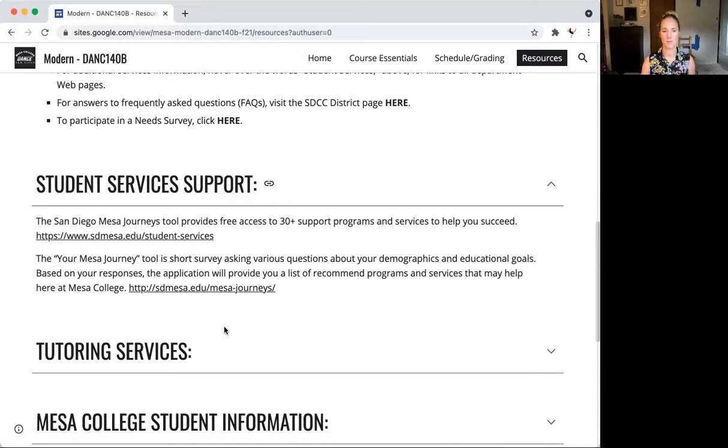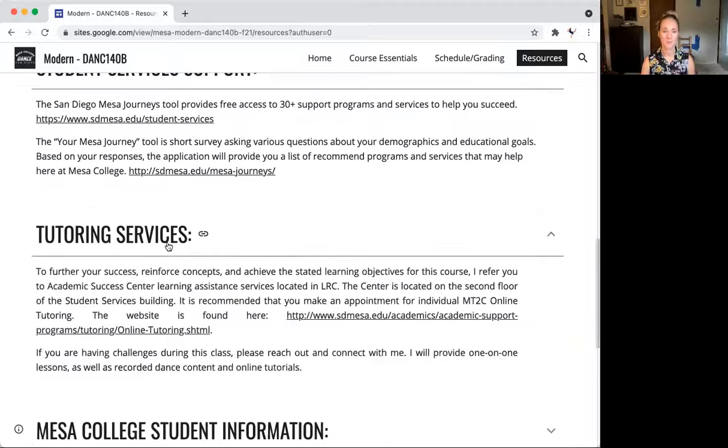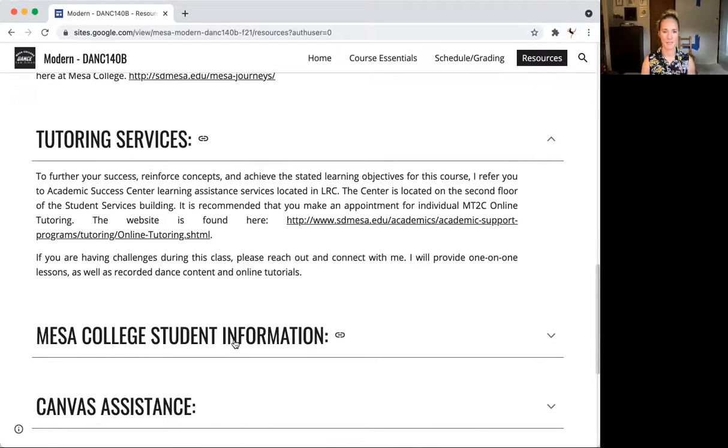Another great kind of pathway research is this Mesa Journeys link, because by putting your information in, answering a couple questions, we can best provide you with support and accommodations and connections to be successful. Tutoring, we are in person and online. Pretty cool. The tutoring center and program here is so thorough. So I really encourage you to reach out for that.